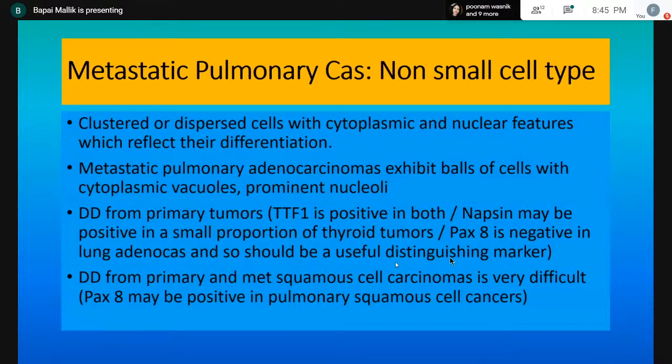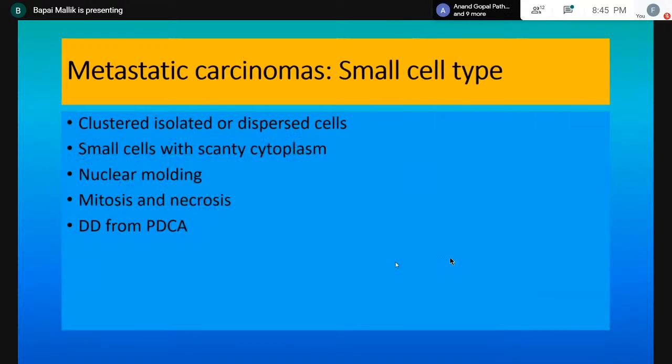You could have metastatic carcinomas from the lung, of the non-small cell type and the small cell type. This is just for the record. I do not really have any pictures. You can later on just go through the points.